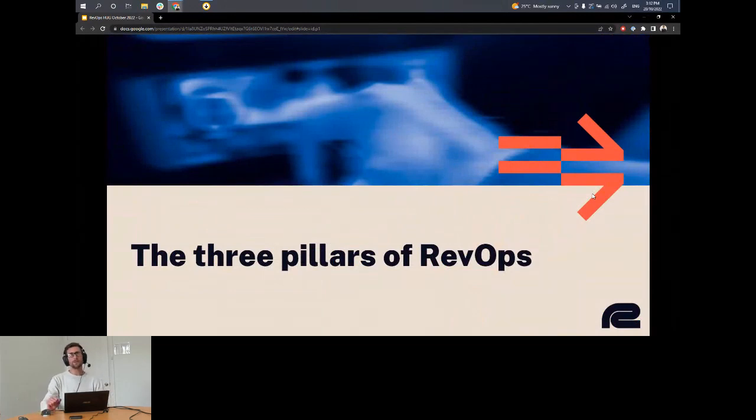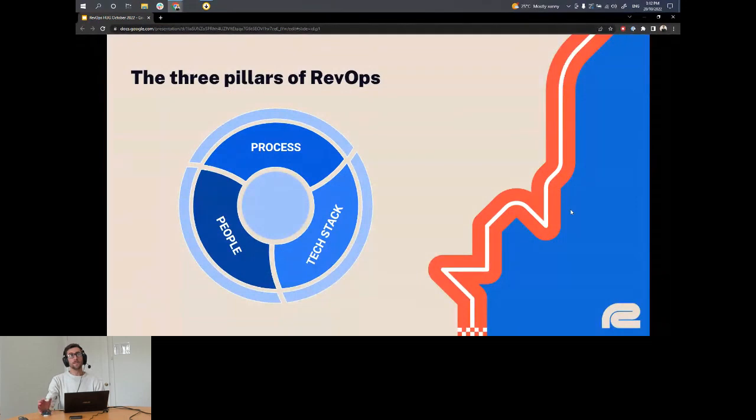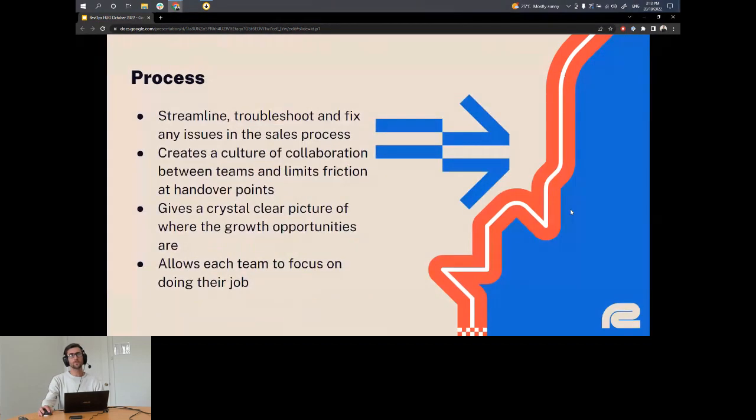So you need RevOps. How do you go about it? There are three main pillars to consider. That's your processes, your tech stack, and your people. In terms of process, you want to make your teams work together to focus on the most important prospects and to convert them into raving fans in one smooth customer journey.